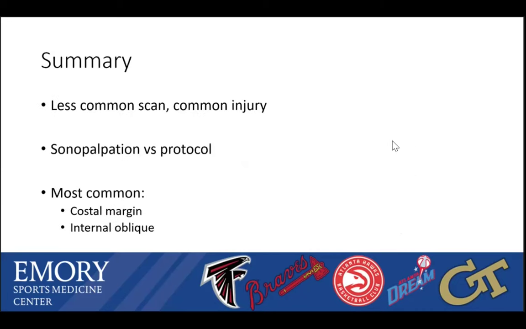So in summary, this is a less commonly done scan, but these are very common injuries in specific athlete populations. Sonopalpation can guide this scan, but I do think it's good to be protocol-based just to make sure that we're not missing secondary findings or other things that could be causing a patient's injuries. And then again, the most common area for these injuries to take place is at the costal margin, and it's most often the internal oblique muscle. So both things to keep in mind when you're evaluating these athletes using ultrasound.